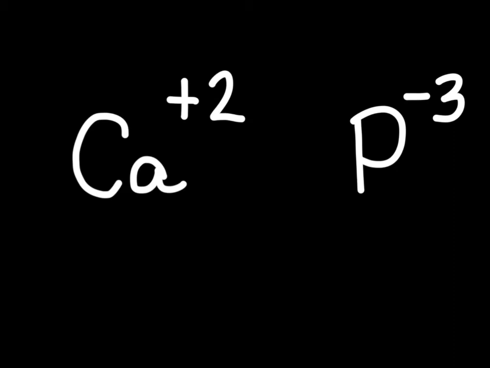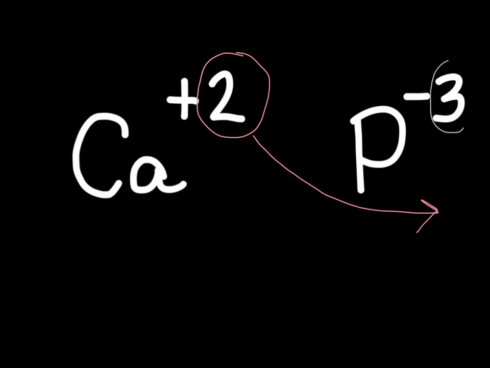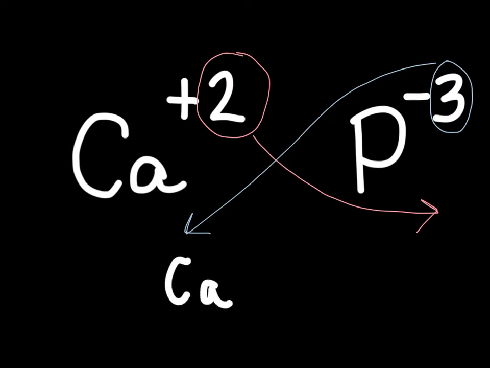So here we have an example of a calcium ion, which has a +2 charge, and a phosphide ion, which has a -3 charge. When we crisscross, we take the charge for the one element and cross it over so it can become the subscript for the other element. So again, we take the charge and we crisscross it over. When we do this, our formula is going to end up being Ca, which will have a subscript of 3, and then P, which will have a subscript of 2.